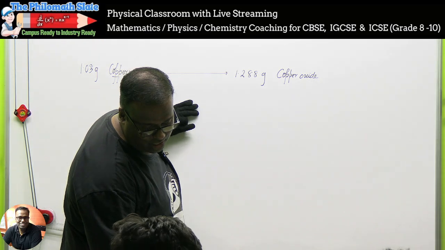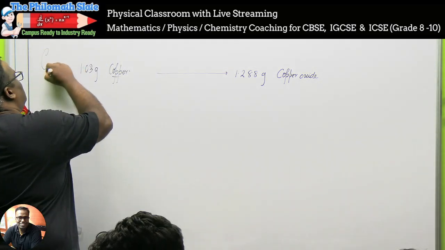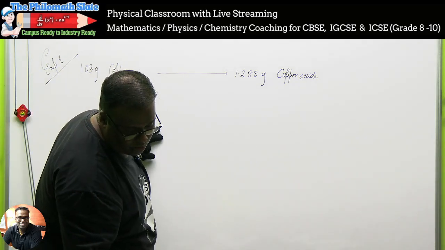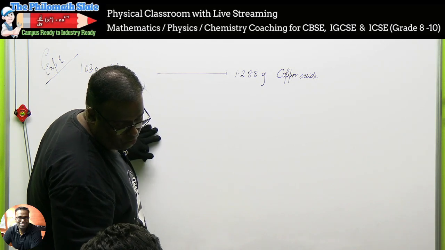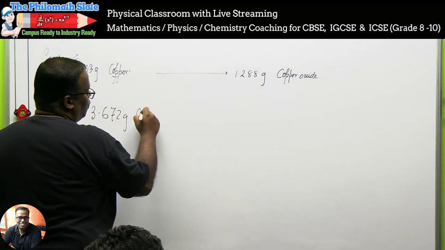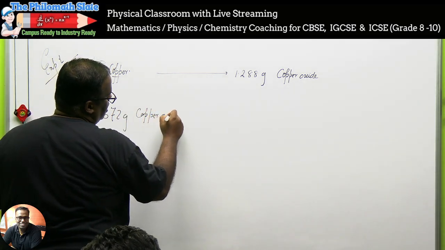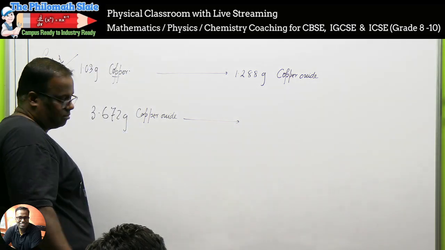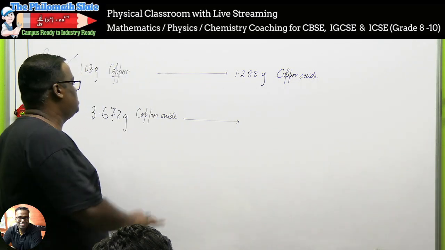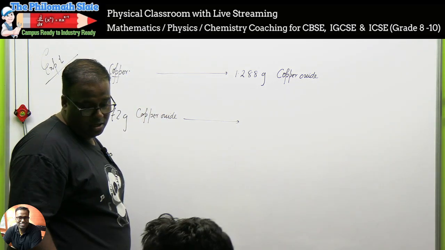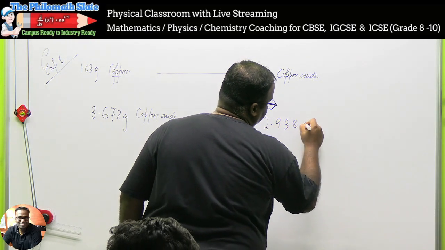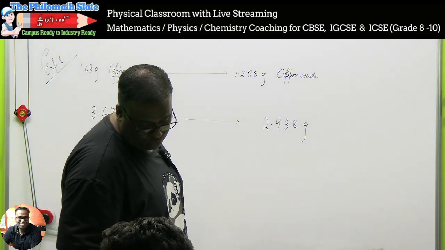Let's understand that. This was experiment number 1. In another experiment, 3.672 grams of copper oxide, on reduction, gave 2.938 grams of copper. Reduction is a process in which the oxide is converted into the metal.